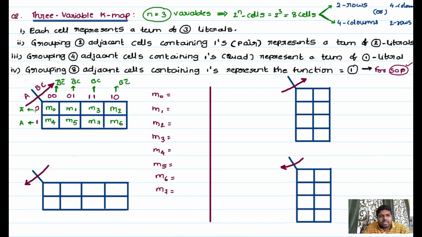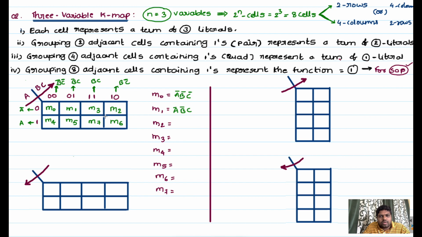Okay, so this m0 square box is associated with a bar, b bar, c bar. So here I will take the product term. Why am I taking the product term here? Because of sum of product. Okay, so after that m1, this m1 square box is associated with a bar and b bar c, so I will take a bar, b bar, c. Okay, in the same way you can form all these min terms.